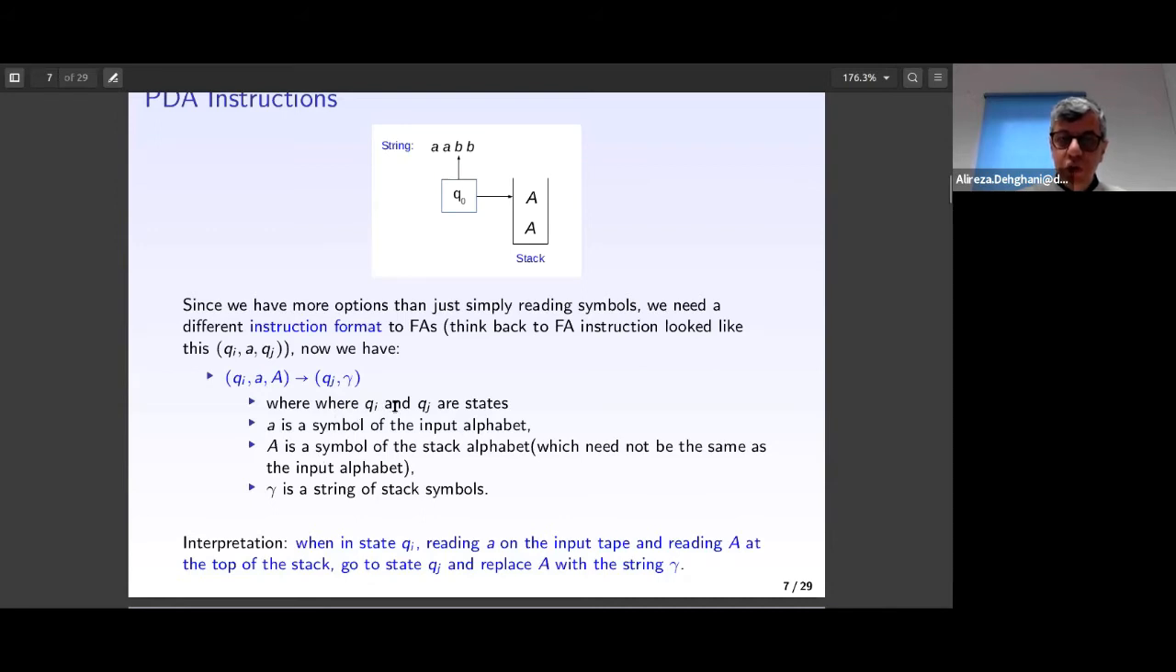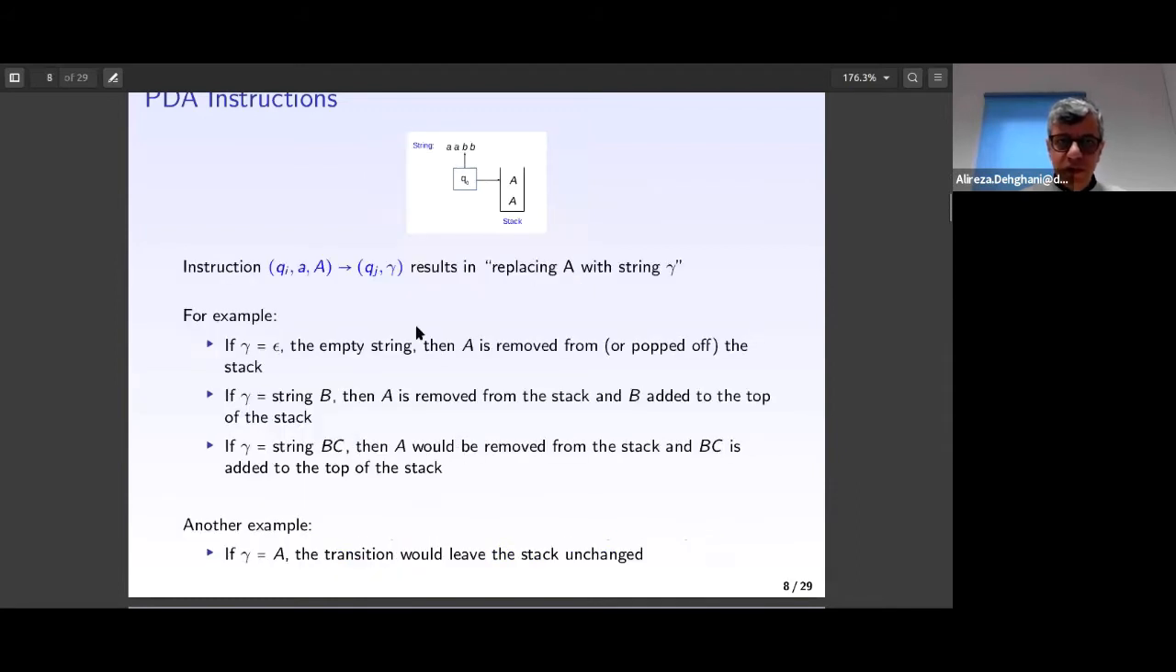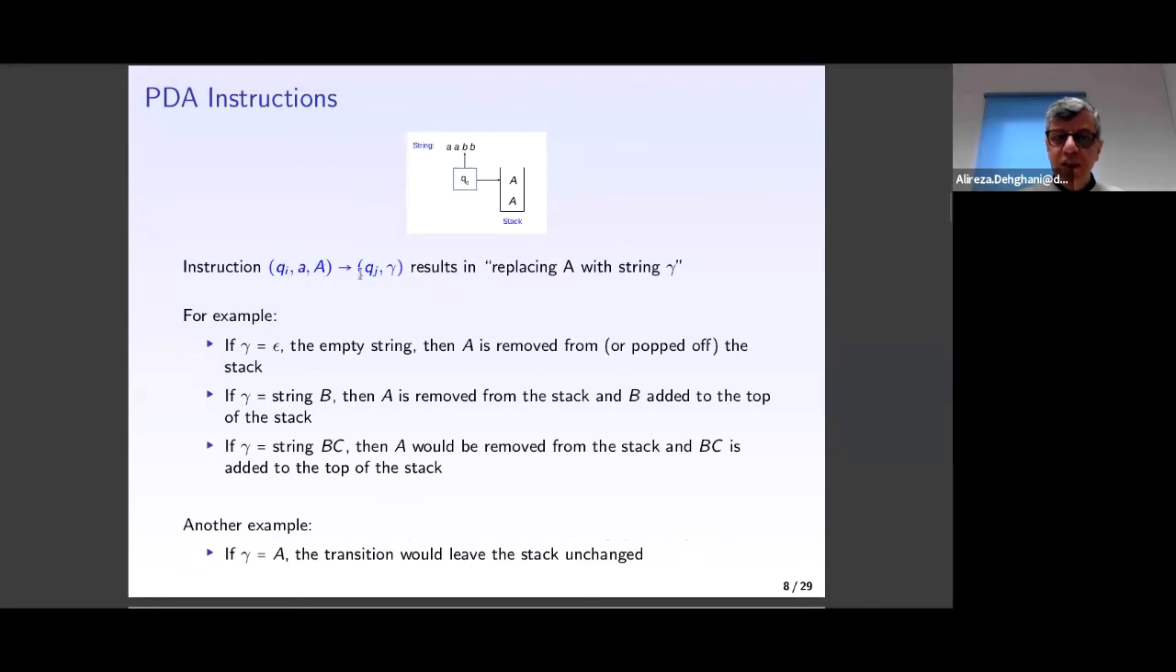Okay, so where Qi and Qj are states, a is a symbol of the input alphabet in front of the tape, and capital A is a symbol of the stack alphabet, which needs to be the same as the input alphabet. And gamma is a string of symbols, whatever is in the stack. Okay, so we don't need to go through interpretation because I discussed that. So again, the instruction Qi, a, capital A, Qj, gamma results in replacing A with a string gamma.